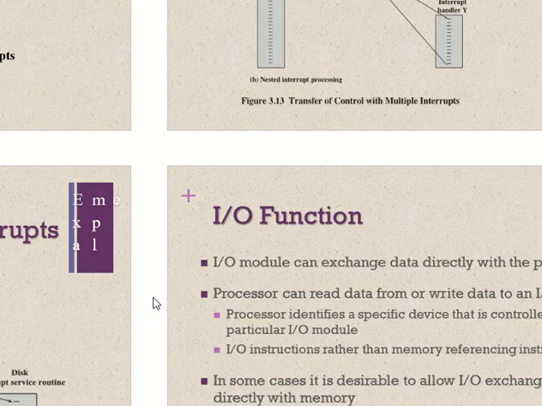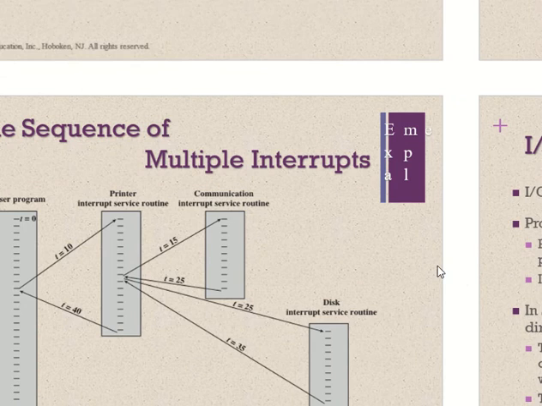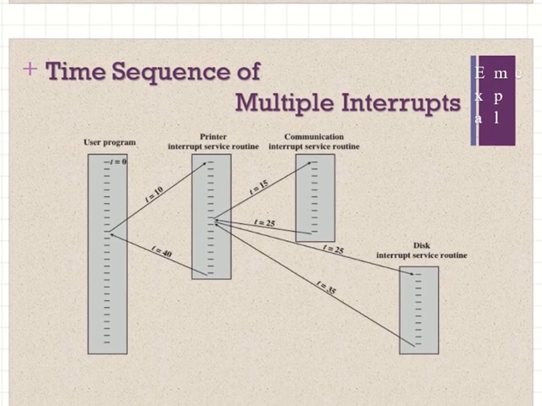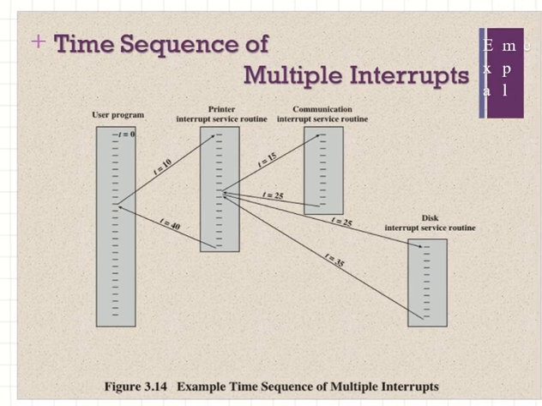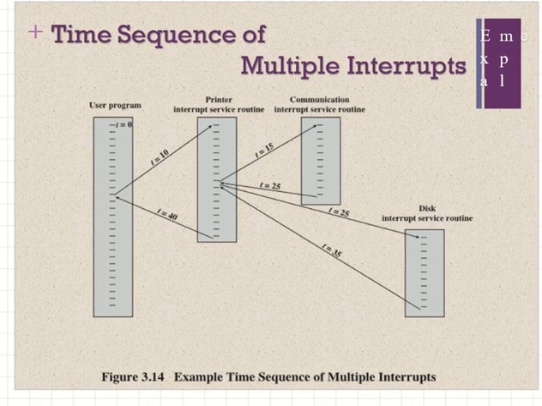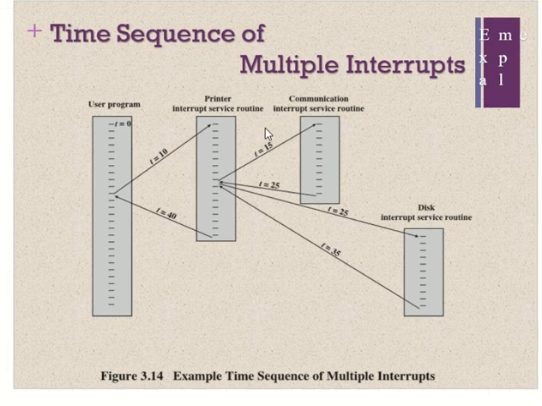Okay, let's move on to the more detailed time sequence of multiple interrupts. Sometimes you may have many interrupts coming at the same time. Let's see the time sequence of multiple interrupts, and let's assume that they have priorities. This is the second approach, so the CPU will be serving the high priority jobs. This is the time sequence, how it works.